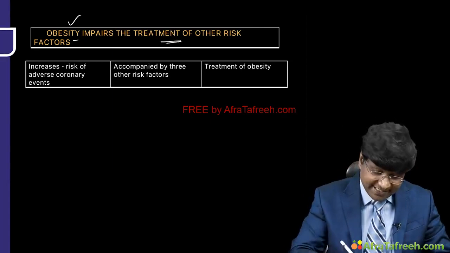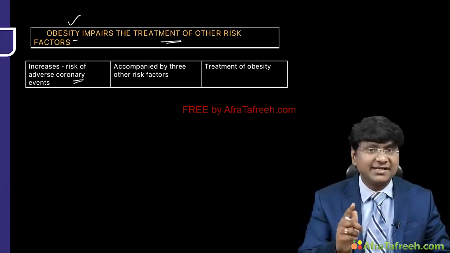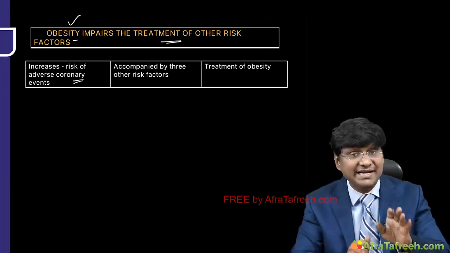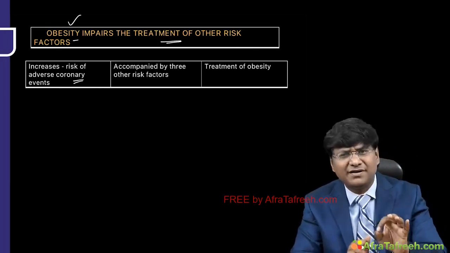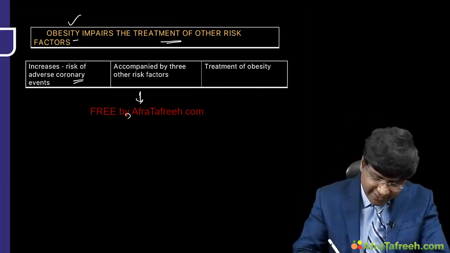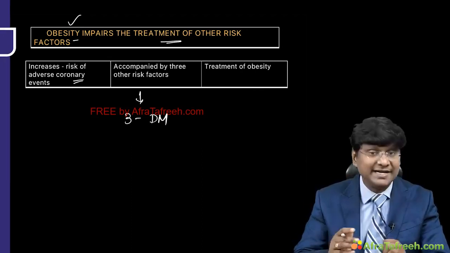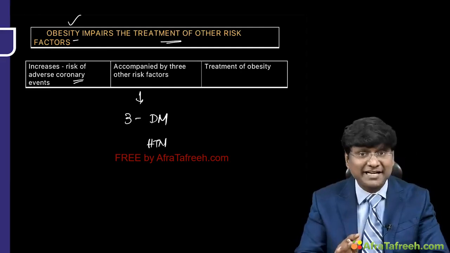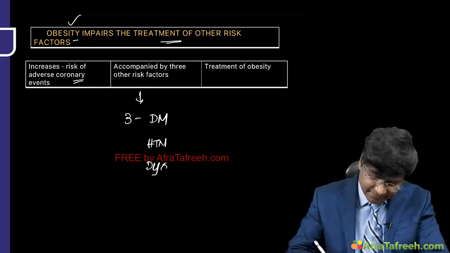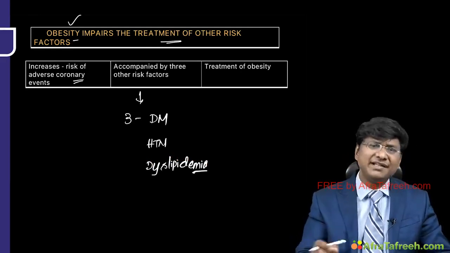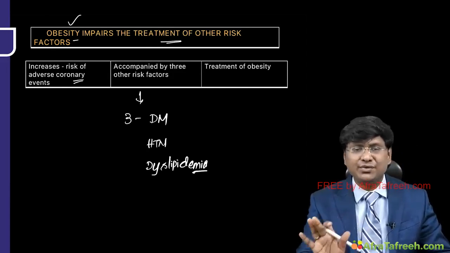Okay, and this obesity increases the risk of adverse coronary events, right? In addition, obesity often is accompanied by 3 other risk factors. What are those 3 other risk factors accompanying the obesity? Diabetes mellitus, then hypertension, then dyslipidemia. Okay, so obesity is often accompanied by 3 other risk factors which you need to take care of.